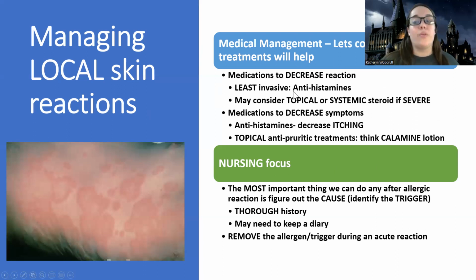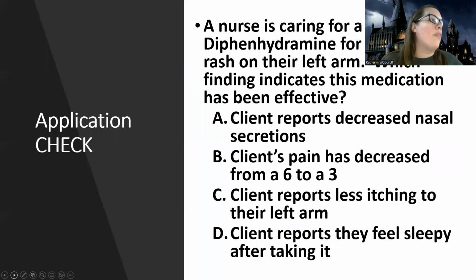So we're going to give meds to decrease the reaction because we want to stop them from reacting, but we also want to treat their symptoms. The most important thing we can do is figure out the cause, especially if they're still in contact with it. If it's something on their clothes, a bug or other animal, a bee sting, we want to get down to what the cause is and remove it. We want to get a thorough history again. Maybe they need to keep a diary if we're having trouble figuring out what they're reacting to. And during an acute reaction, we want to remove the allergen or trigger, especially if it's still on them.